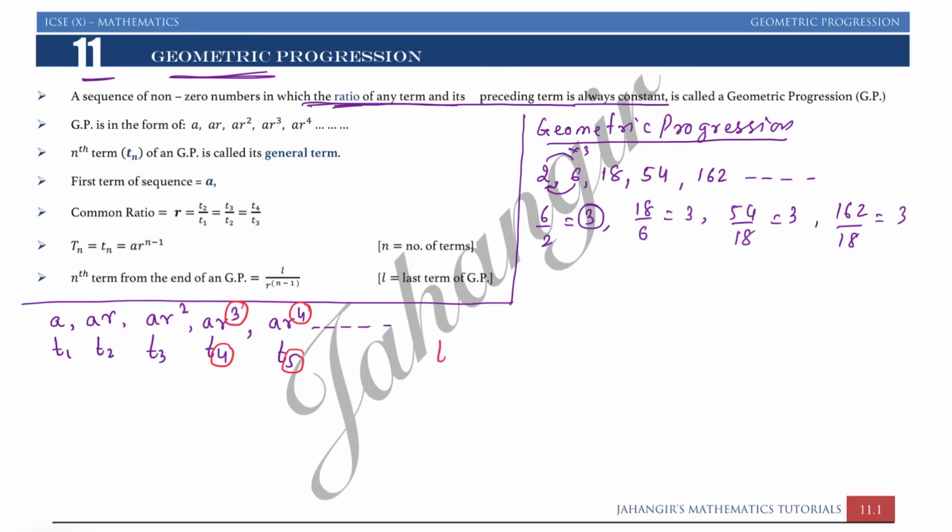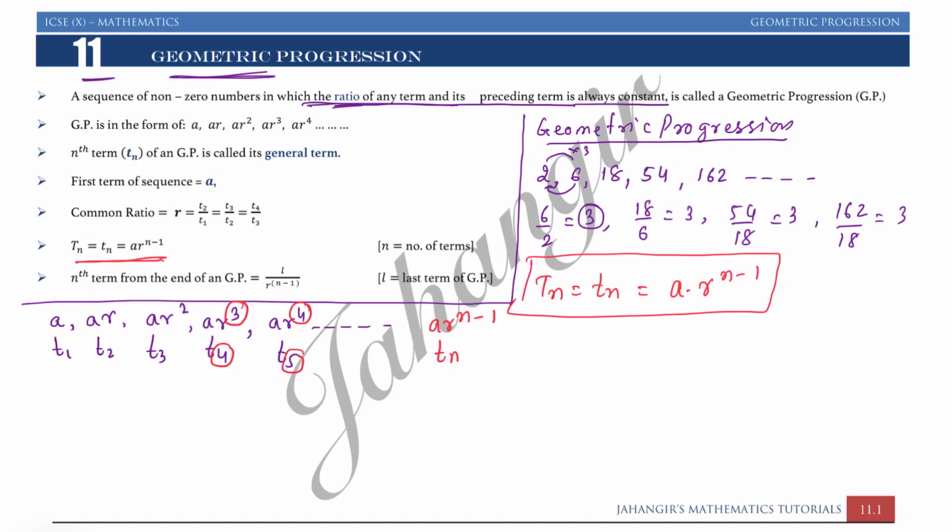So when I am writing Tn, my formula should be a into r raised to n minus 1. Hope you understood. So my nth term, that is Tn, is a into r raised to n minus 1. In arithmetic progression, it was a plus n minus 1 into d. In geometric progression, we have to write the nth term as a into r raised to n minus 1. That's all. Very simple formula for geometric progression.